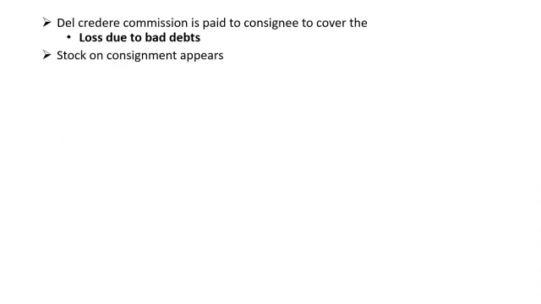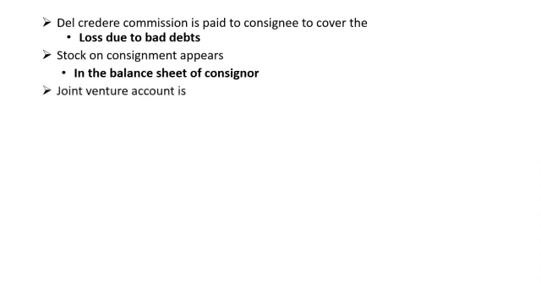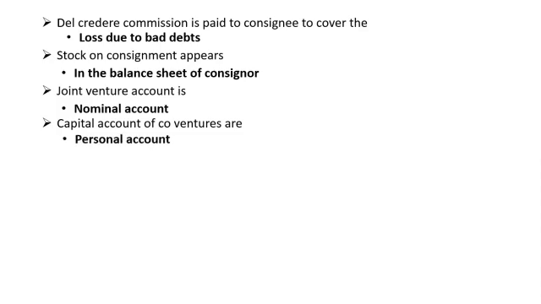Stock on consignment appears in the balance sheet of consignor. Joint venture account is nominal account. Capital account of a co-venture is personal account. Receipt and payment account is a real account.